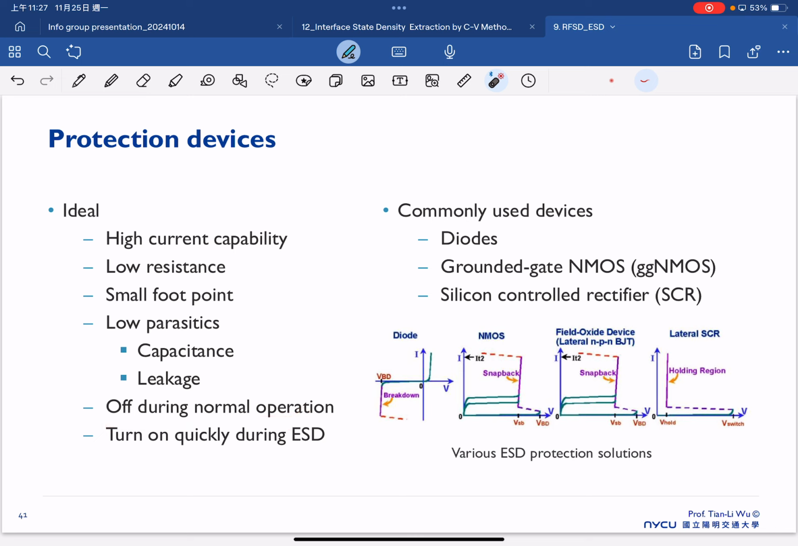Commonly used is the typical diode, as already said. Another one is what we call the grounded gate NMOS. That's what we generally call the GGNMOS. Or we have a silicon controlled rectifier. That's also one very commonly used.